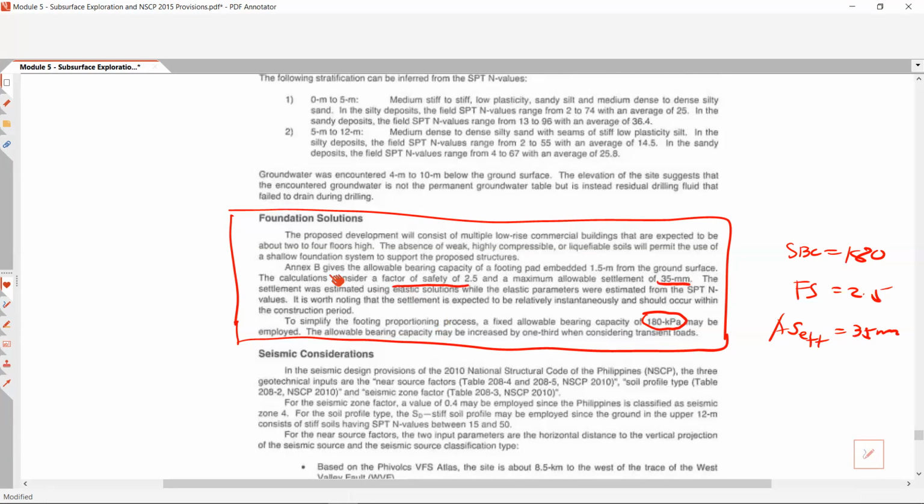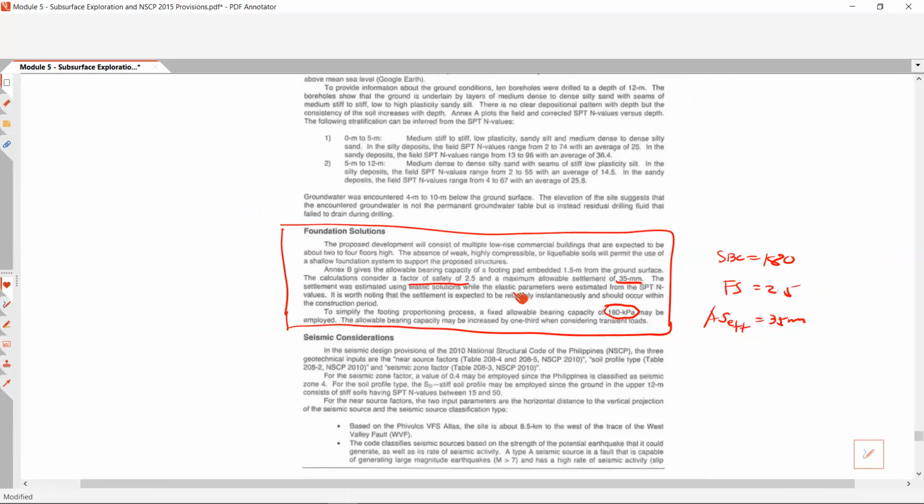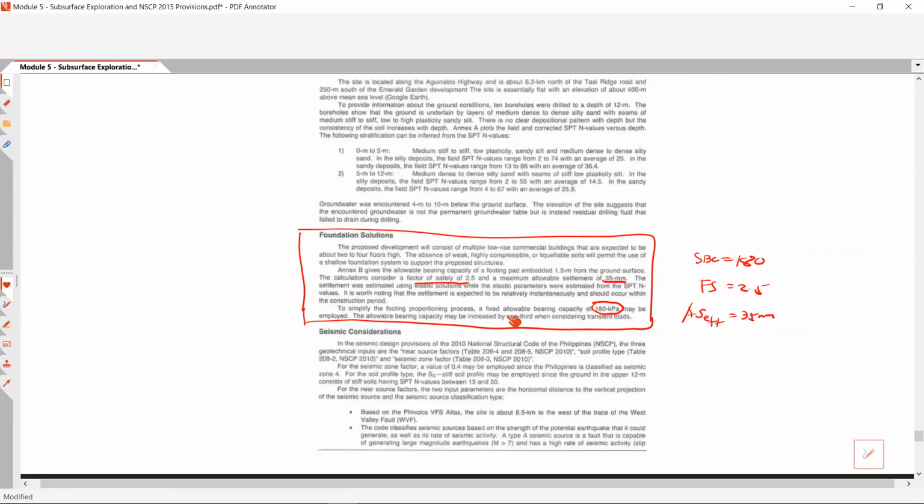Okay, and sometimes they give this foundation solution. Let's say the sample is liquefiable soils. If you need to use a shallow foundation, or the geotechnical engineer says you cannot use shallow foundations, you need to use deep foundations. So that is a geotechnical report.